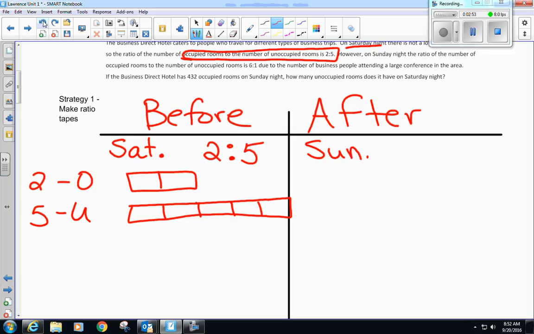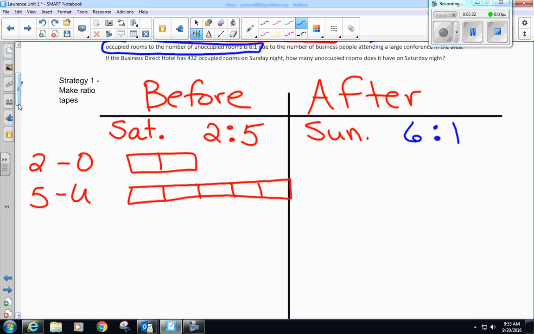Now before this, we used to find the puzzle piece and go. But we have a second ratio that we need to take care of. We have our after ratio. So if you look, our after ratio, it's Sunday night, the ratio of occupied to unoccupied is now 6 to 1. Double check, make sure they're in the same order. They're occupied first and then unoccupied. Don't let them trick you by flipping them on you. It can happen. So basically we have 6 occupied and 1 unoccupied on Sunday.